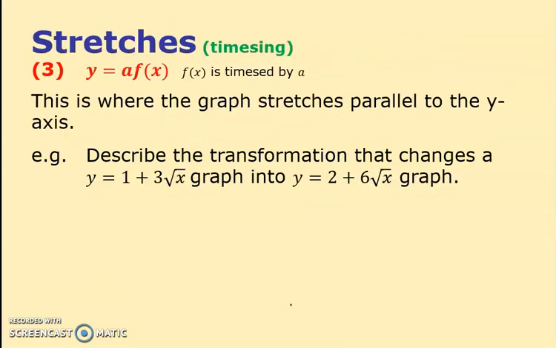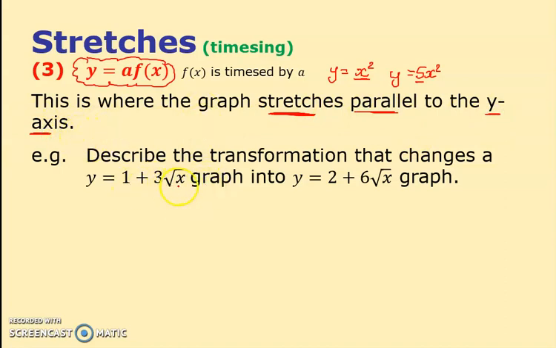Next one. Right, so this now is y equals a f of x. So what does that mean? Well, for instance, I might have y equals x squared, and my new one would be y equals 5x squared. Notice I've timesed what I had by a number. And this is best described as a stretch parallel to the y-axis. That's a weird way of saying it, really. It stretches up and down.